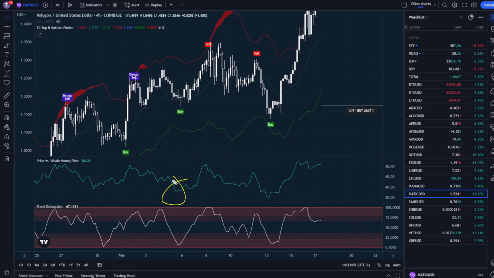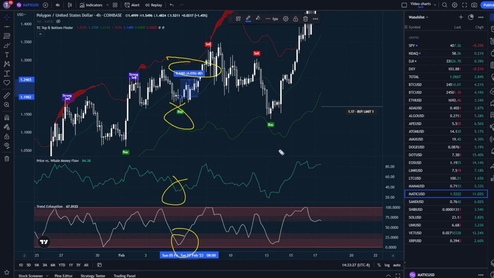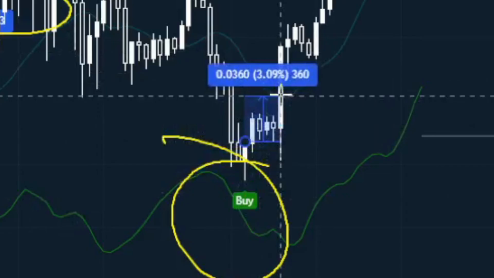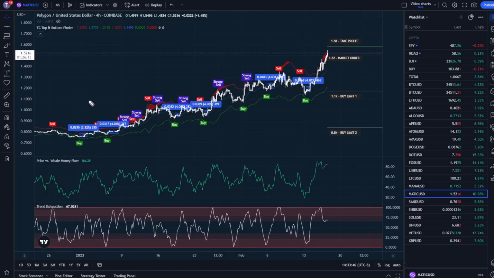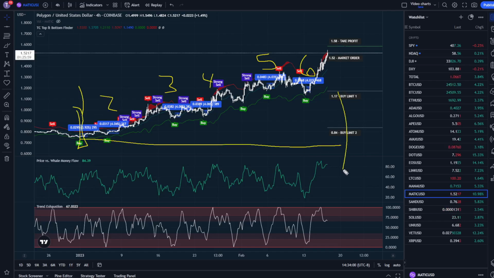Moving up here, price versus while money flow low, trend exhaustion low, buy signal, 4% profit. One last time, price versus while money flow low, trend exhaustion low, buy signal, 4% profit. As we can see right here, we have 1, 2, 3, 4, 5, and 6 trades. This started right at the beginning, literally the first day of 2023, and it went on for 6 weeks. So that's 6 trades in 6 weeks.